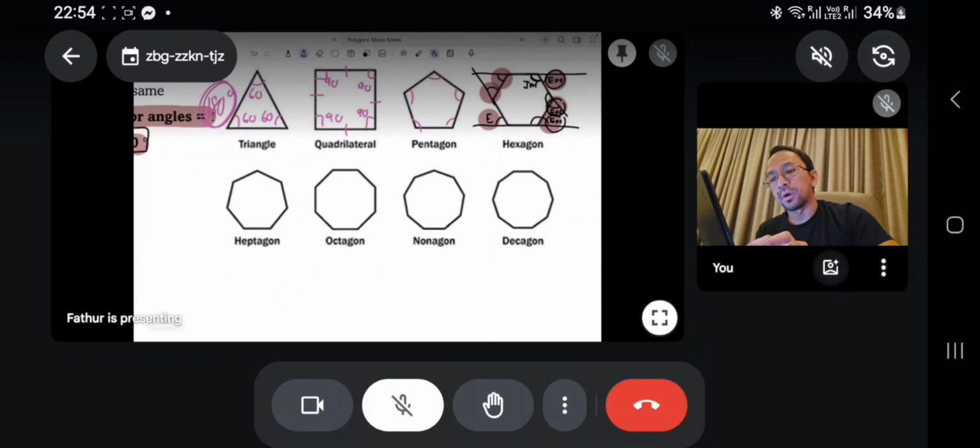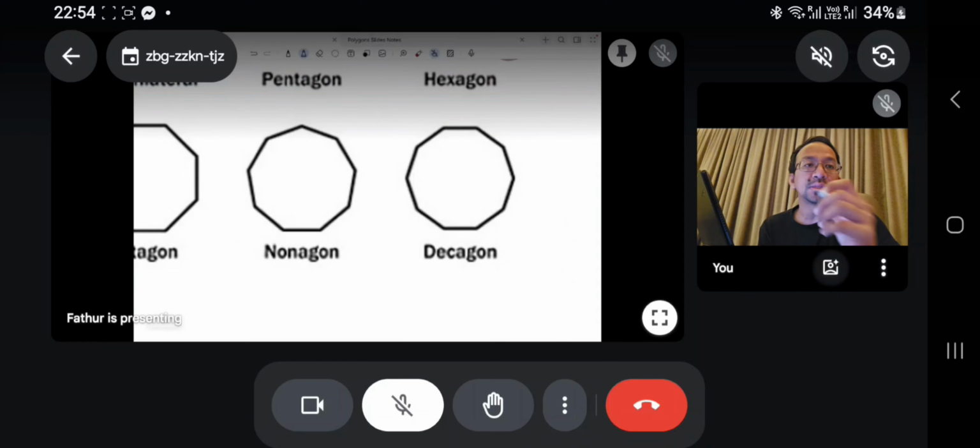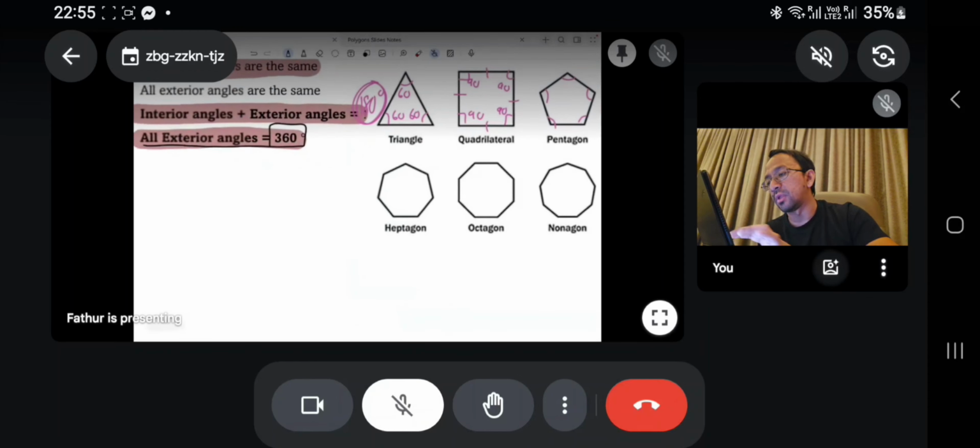If you are talking about a decagon, 10 sides means there are 10 exterior angles. Every side of the polygon represents one interior angle and also one exterior angle. So 10 sides of a polygon means we have 10 interior angles and also 10 exterior angles. With 10 exterior angles, the total still remains the same at 360.